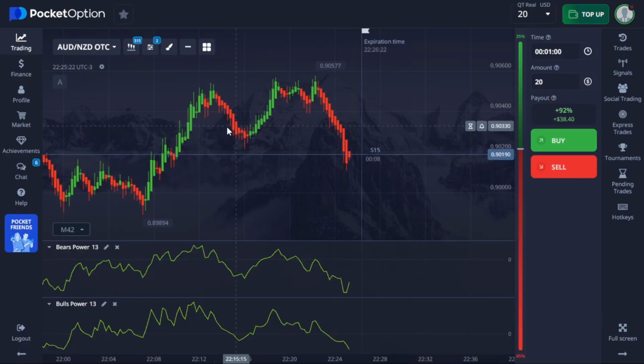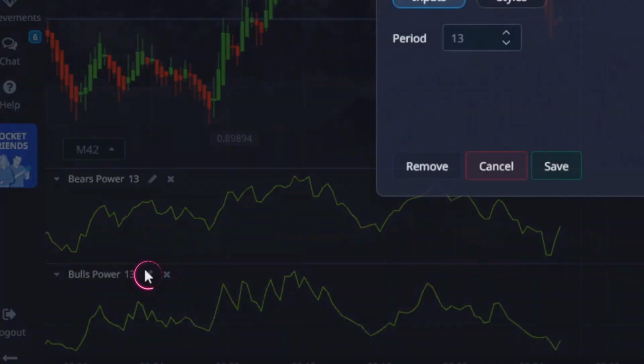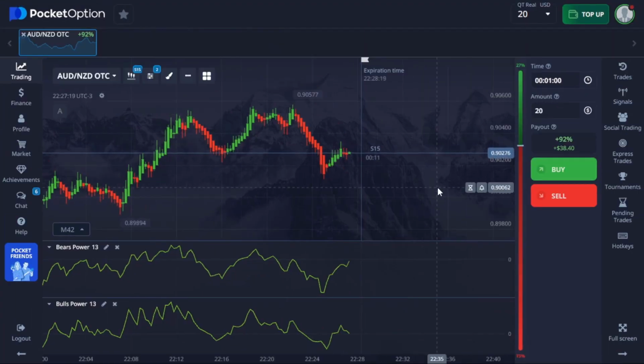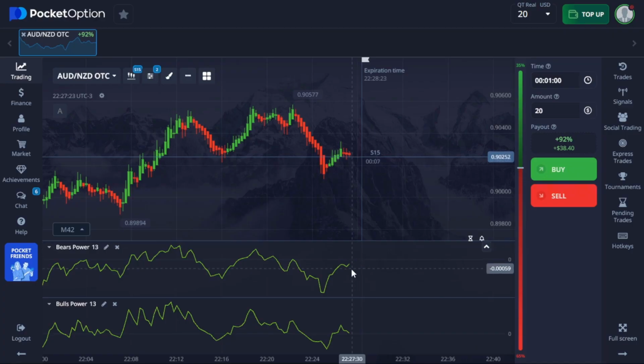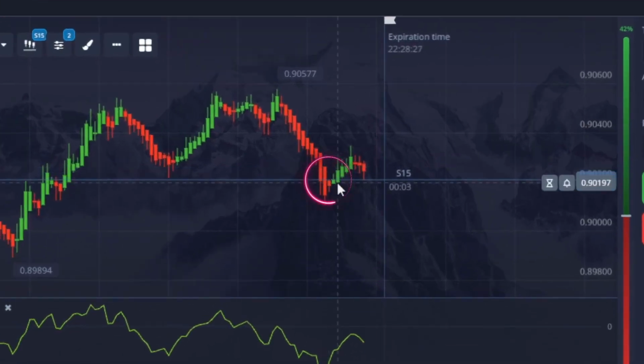Second, let's see the indicators. We're going to use the bearish power and bullish power. Bullish power, you can use the setting 13, green or another color for you. And bearish power 13 as well. Okay? That's the configuration that I'm going to use for this one.